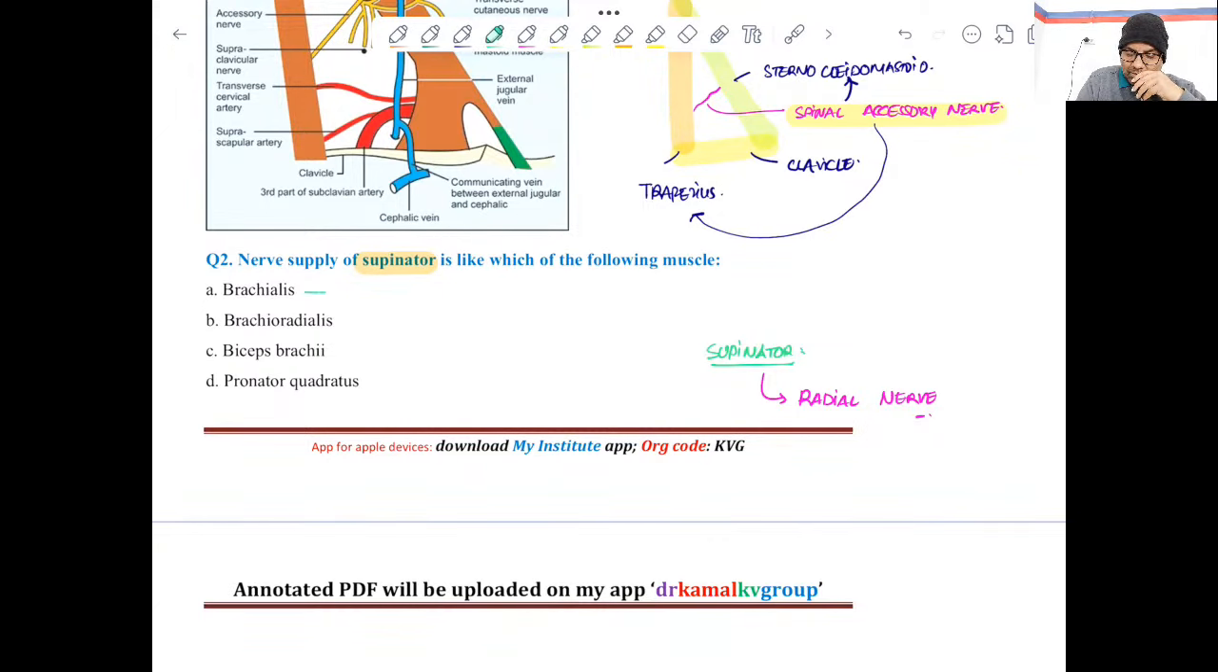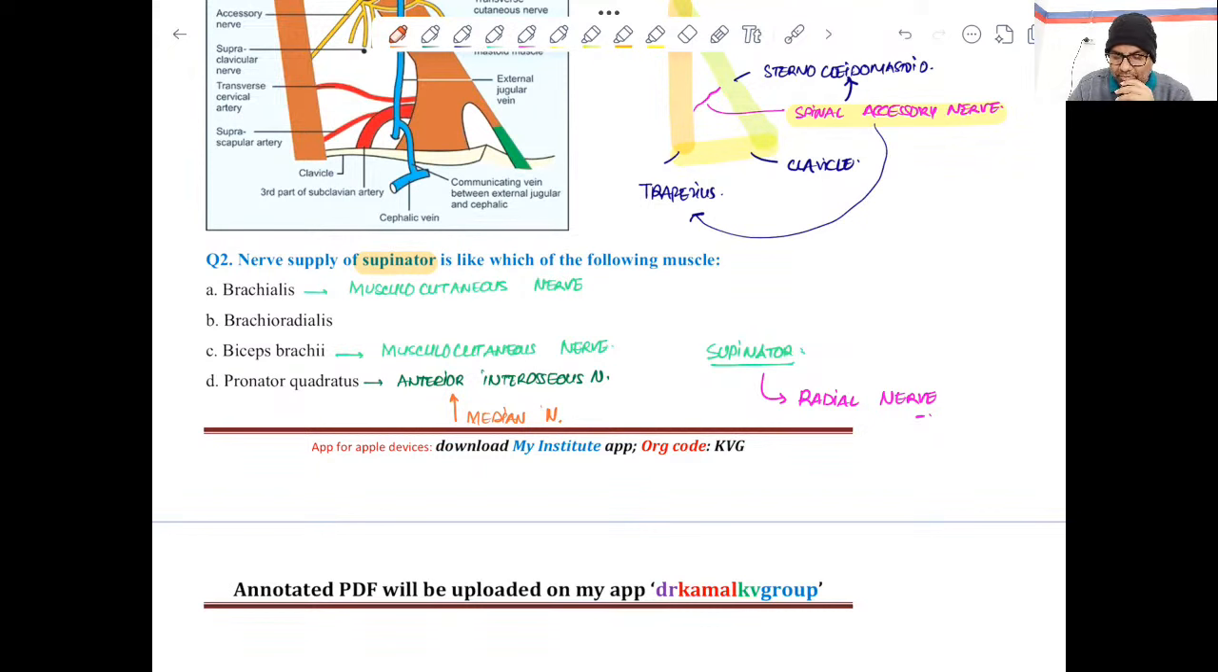So brachialis is supplied by musculocutaneous nerve. Clear? Biceps brachii is also supplied by musculocutaneous nerve. Fine. Pronator quadratus is supplied by anterior interosseous nerve. Anterior interosseous is a branch of median nerve. So maybe at times you don't have anterior interosseous nerve in the options, you might have median nerve. And brachioradialis is also supplied by radial nerve.